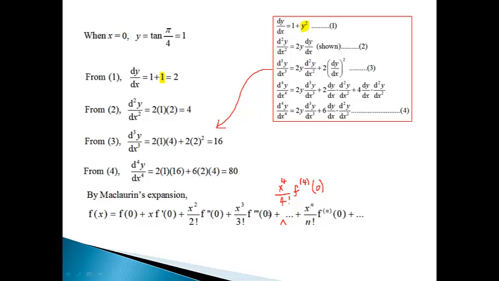By Maclaurin's expansion, we know that we have to write f(x) in this manner. Since we have found the value of f(0), which is y, f prime 0, which is dy dx, f double prime 0, which is d2y dx squared, f triple prime 0, d3y dx cubed, and f4 0, which is d4y dx to the power 4, substituting all the values inside, you arrive at the final expansion for y.